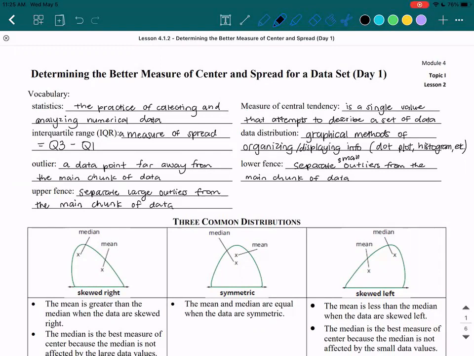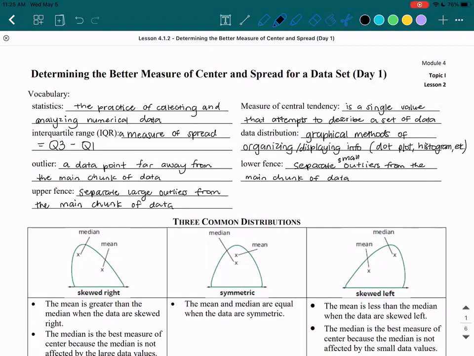All right, next vocabulary word is data distribution. Data distributions are graphical methods of organizing or displaying information, such as the dot plot that we've done, the histogram, the box and whisker plot. Those are data distributions.